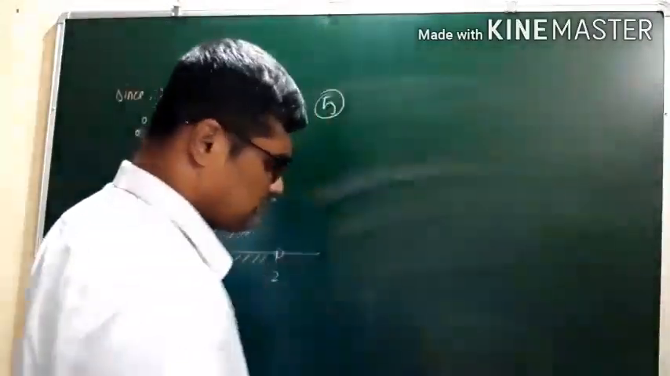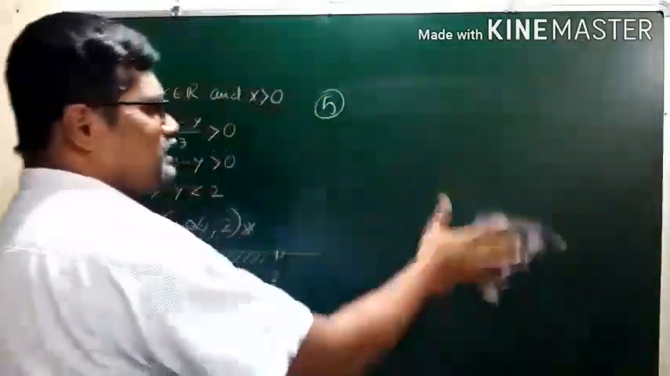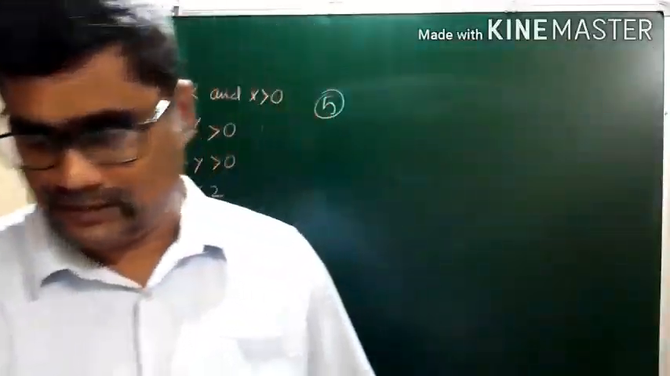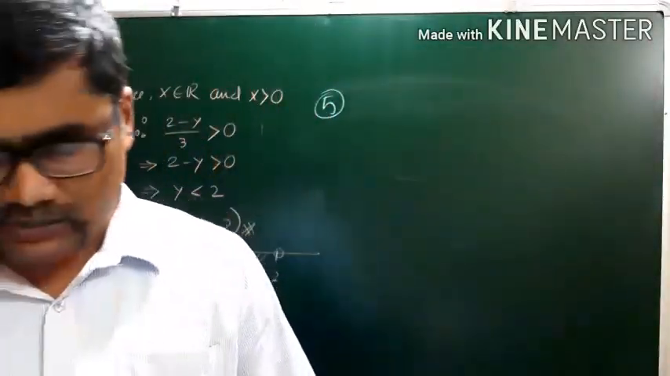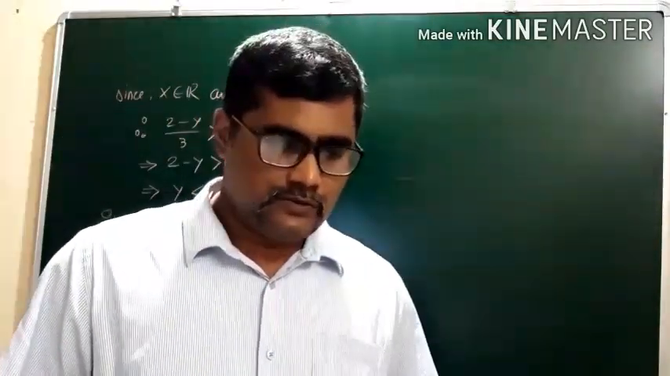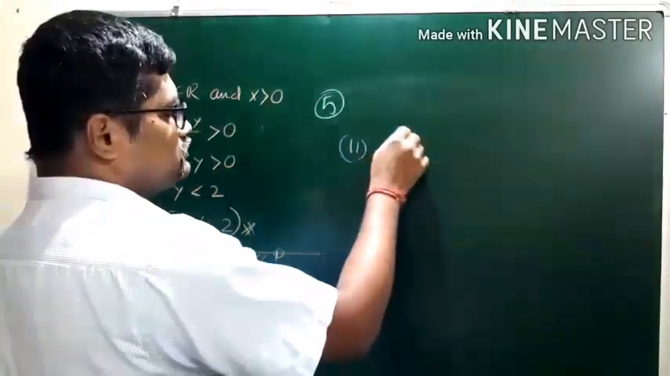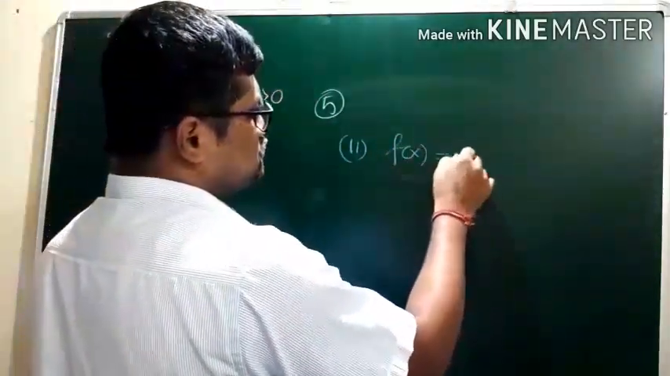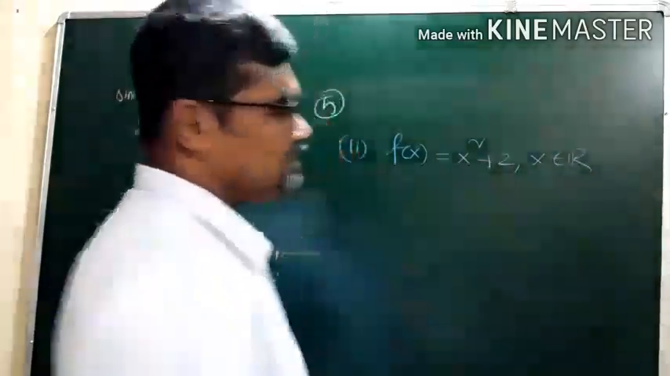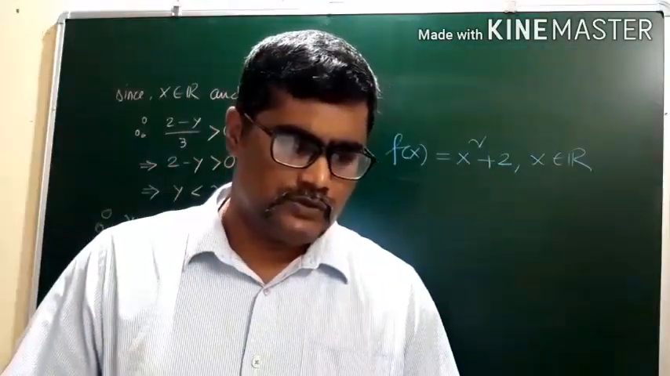A few questions I'm doing directly, not giving you to do. But anyway, you'll be getting enough questions to do from your side. So now, f(x) equal to x square plus 2, where x is a real number. Number 2 I am doing. Range I have to find.